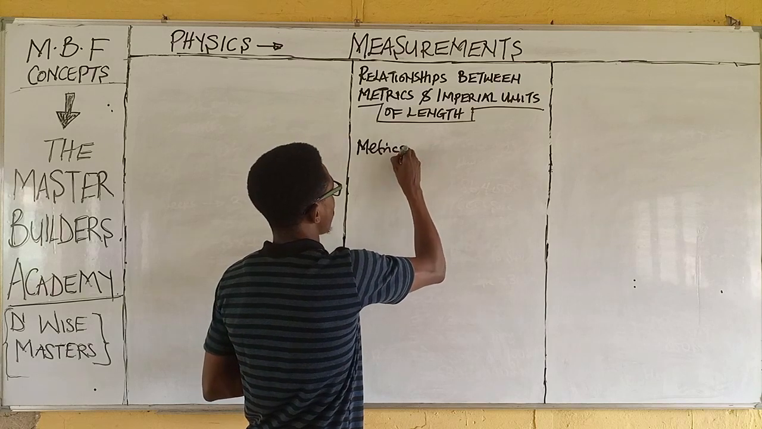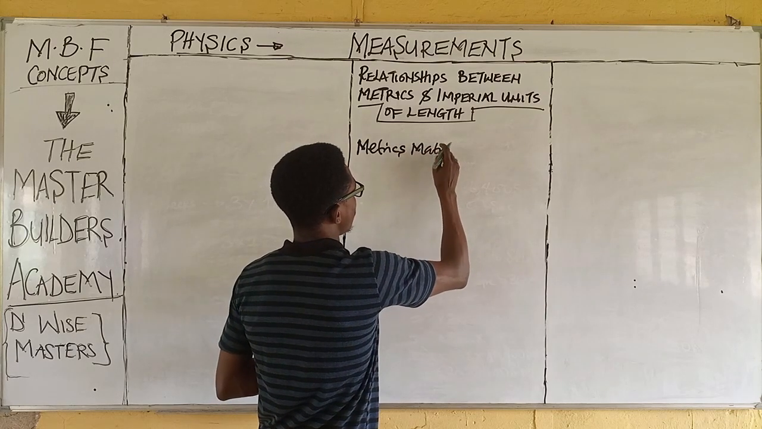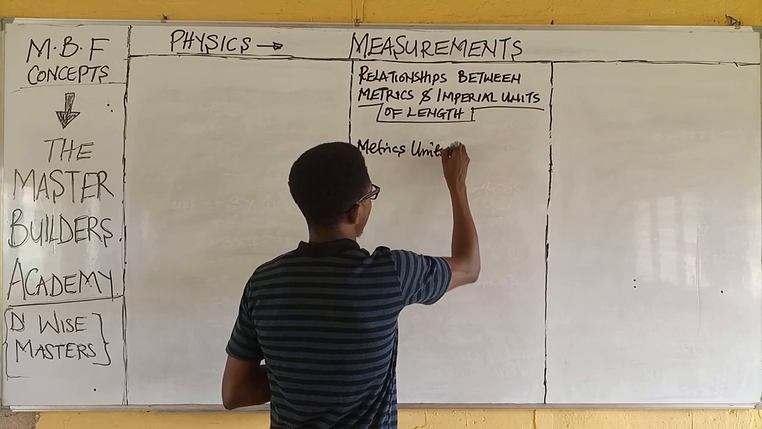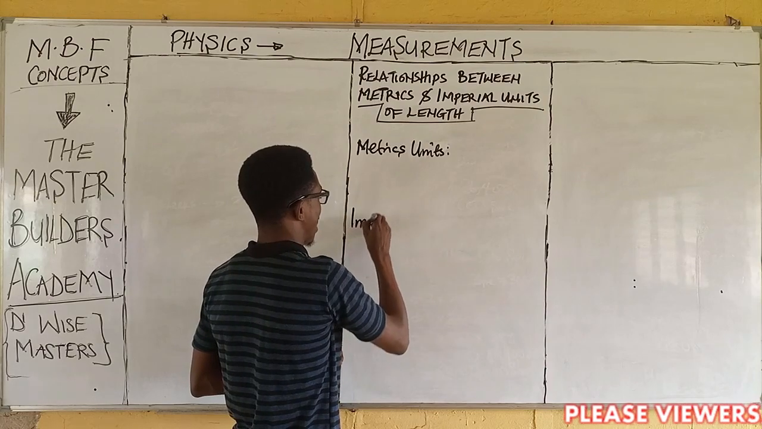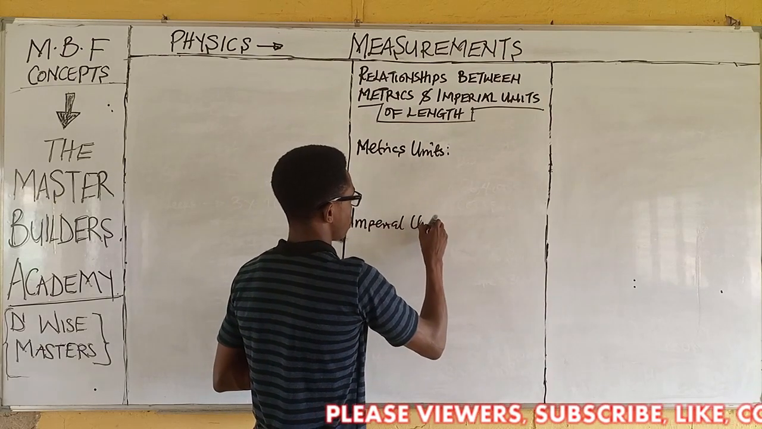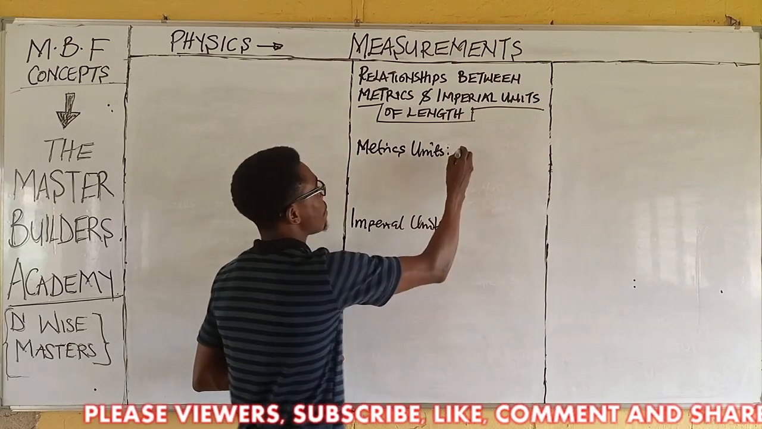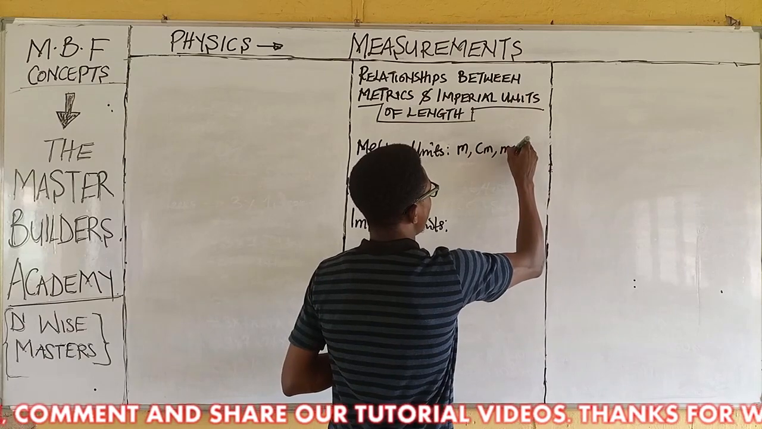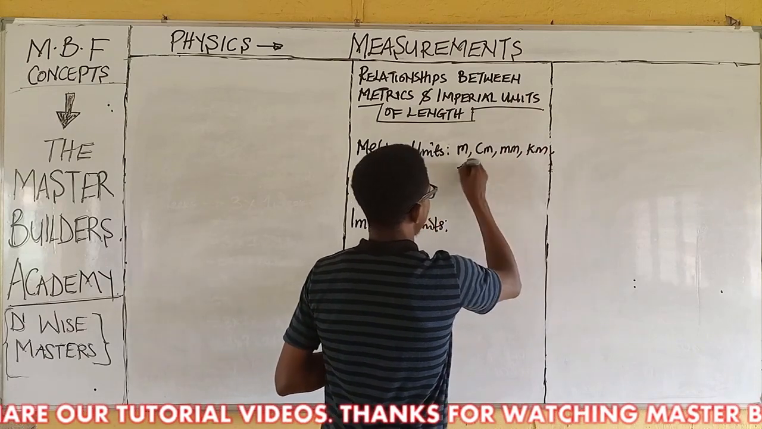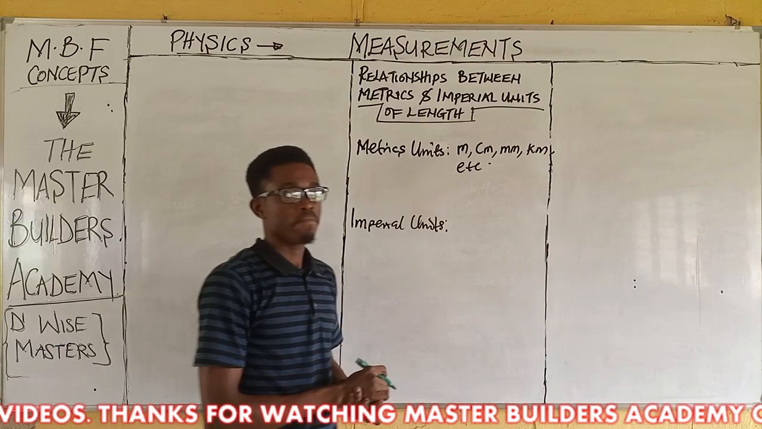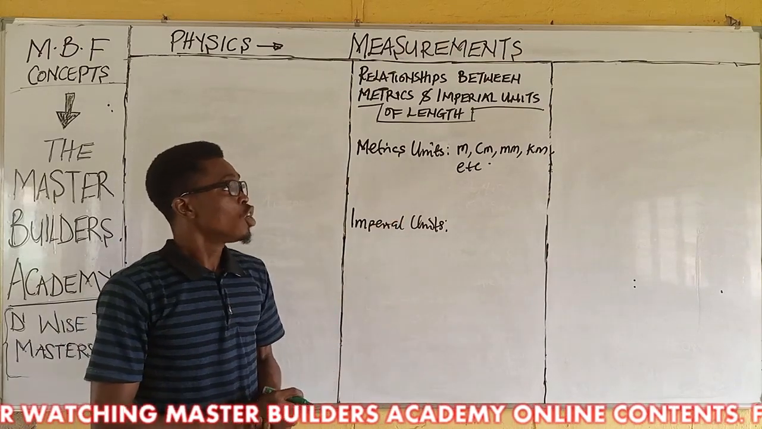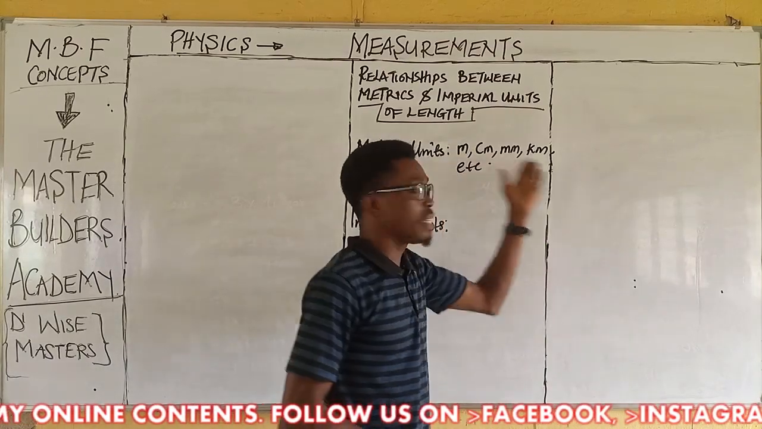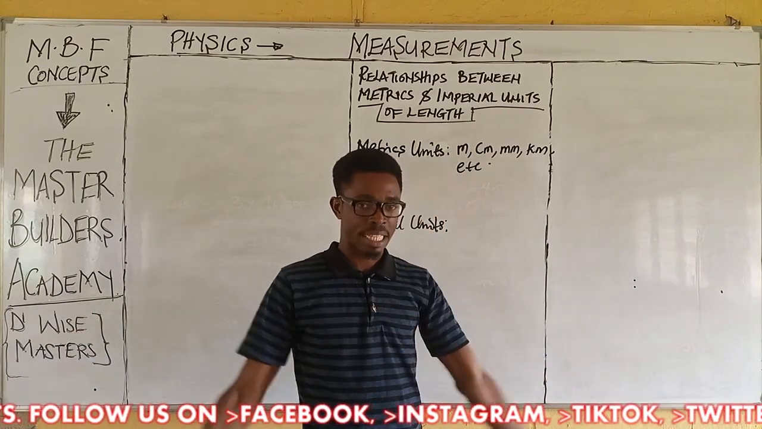We may not be able to mention all, but at least we will give you an idea of what we are talking about here. Then we have this as imperial units. Now for the metric units, this is where you have meter, centimeter, millimeter, kilometer, etc. There are some site engineers or people in the field who can only read this. This is the only thing they understand.